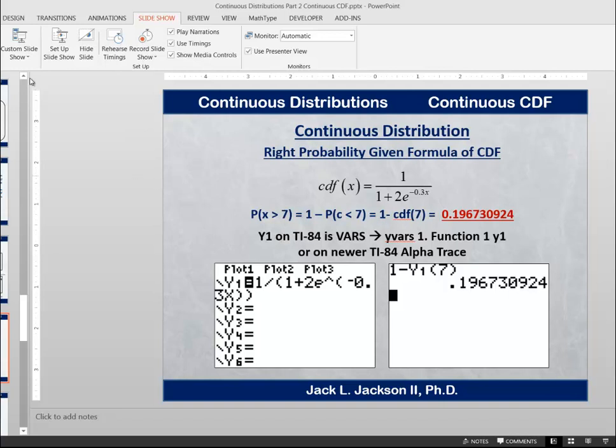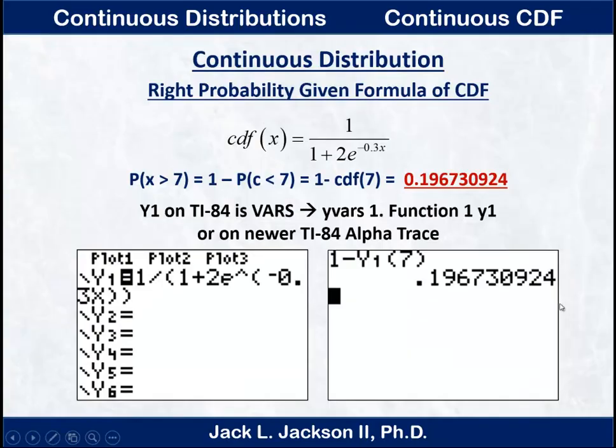Okay, back to the slideshow. Okay, so there it tells you y variables, right arrow to get to y function, y1. You can see that on the newer TI-84 alpha trace gives you F4, which gives you to y1 that way.